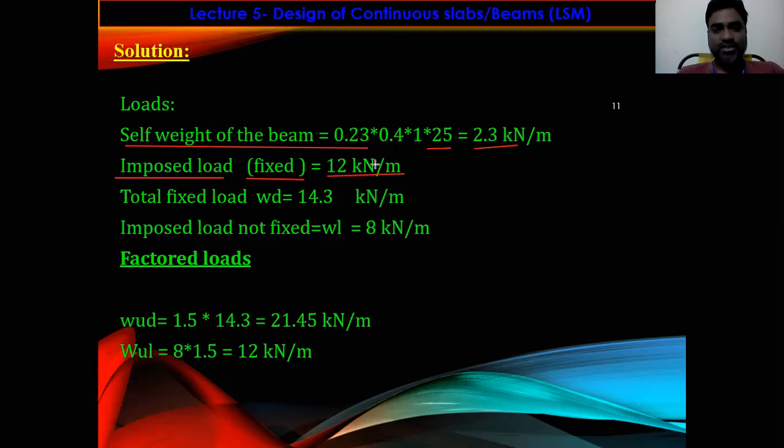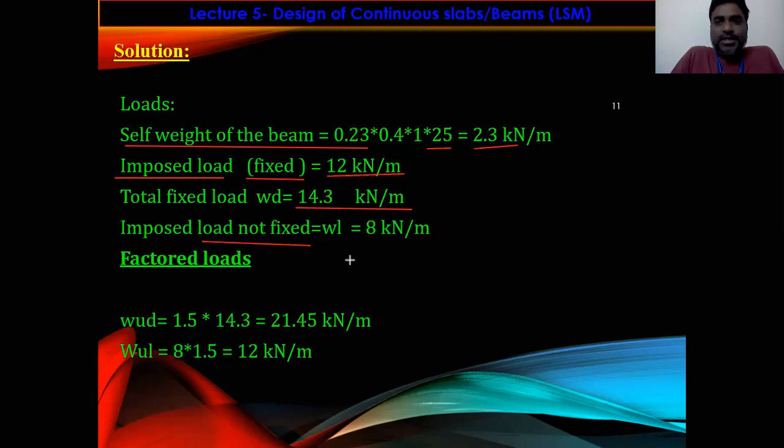And therefore this is also fixed, because the self weight of the beam is permanent throughout the life of the structure, right? So 12 plus 2.3, you will get 14.3 as the total fixed load, which I can call WD. An imposed load is not fixed; it is already given as 8 kilonewton per meter. So these are all working loads.